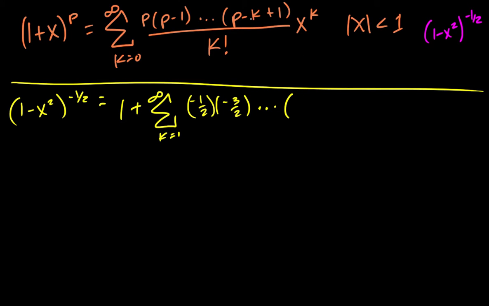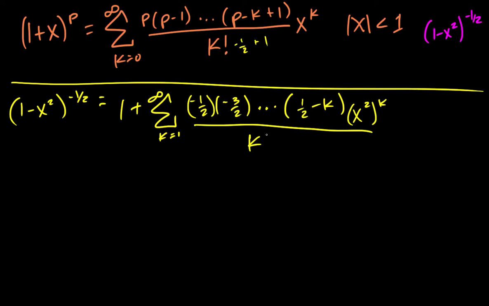If we're plugging in, let's see, we can do p, which is negative 1/2, and that positive 1 would combine to make a positive 1/2 minus k. Then we get x squared raised to the k, and all of this is over k factorial. Okay, from here, we'll simplify this to x to the 2k. And, oh, whoops, this is supposed to be negative x right there. And then we can take out a negative 1 to the k. So all of this became this.